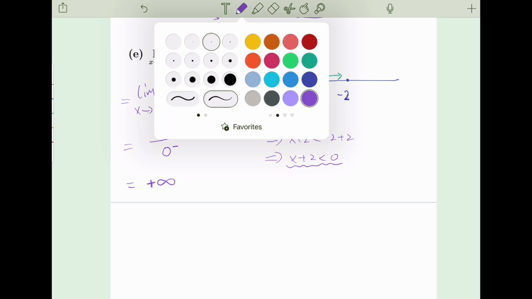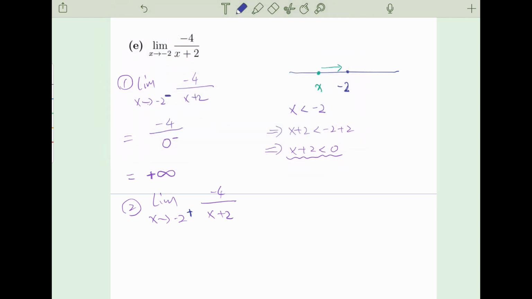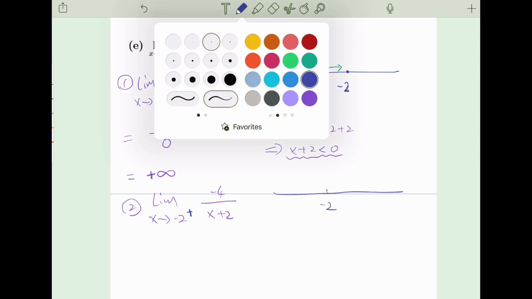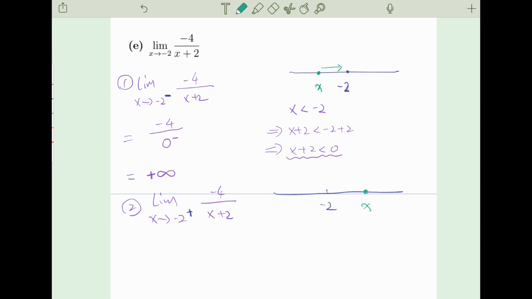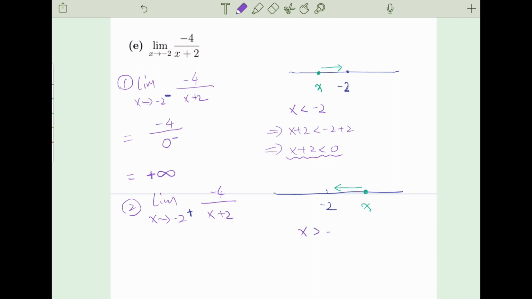And for the right limit, we do it the same way. I should not include this equal sign here. So this is the left limit. Right limit, x approaches negative 2 from the right side. That is plus, negative 4 divided by x plus 2. And now we take a look at the number line. This time your x is on the right side here, and it approaches negative 2 in this direction. So we have that x is greater than negative 2.